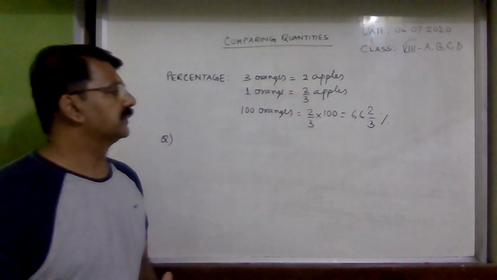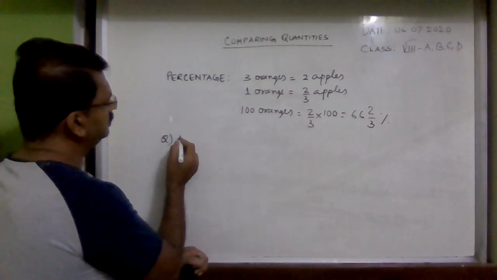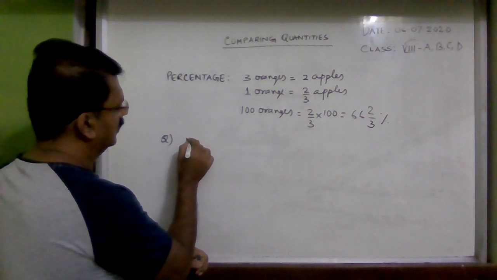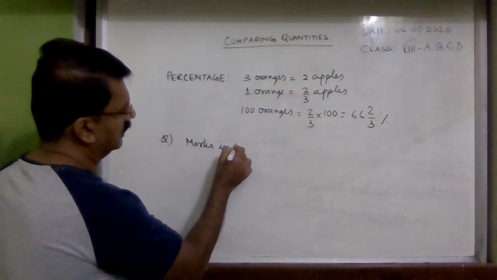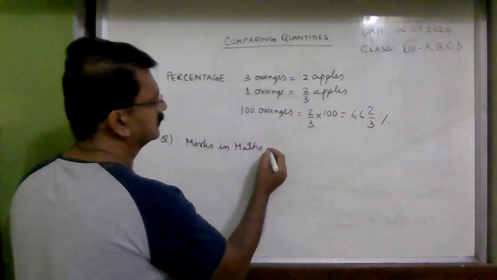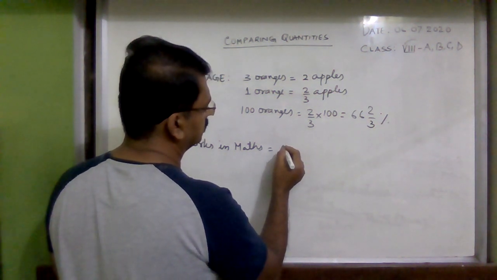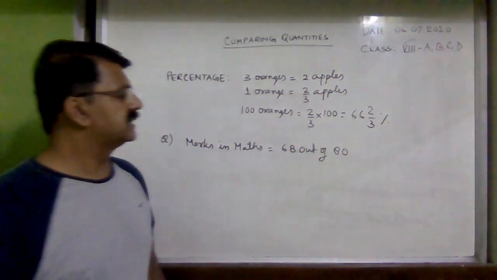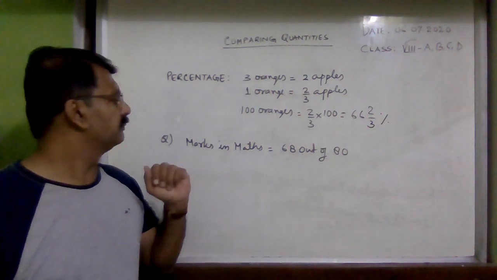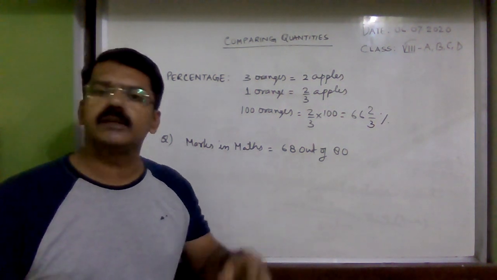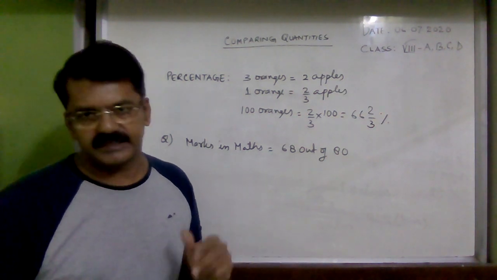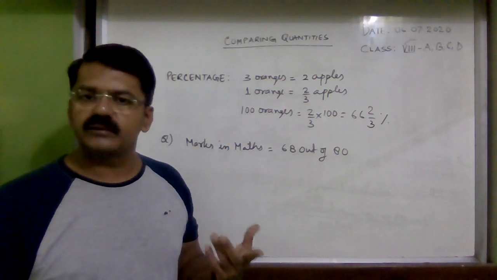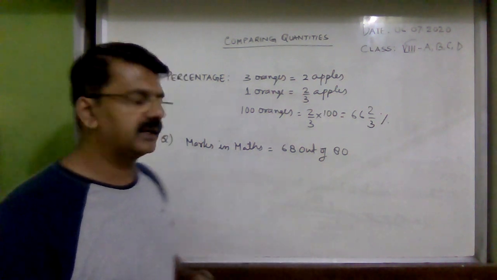Now, one more example of percent. Suppose you got 68 out of 80. Now suppose you got 68 marks out of 80 in your last exam. Now we want to find the percent. Clear? So first of all, to find the percent, first we can use the unitary method.